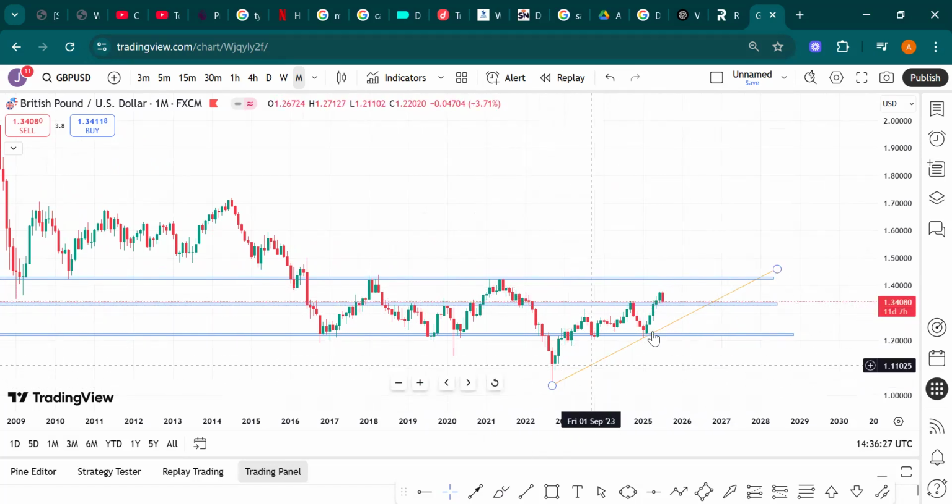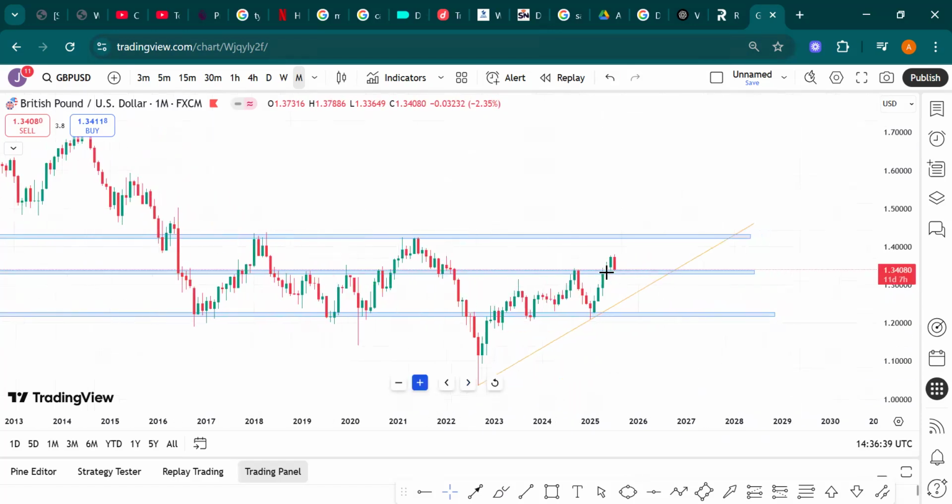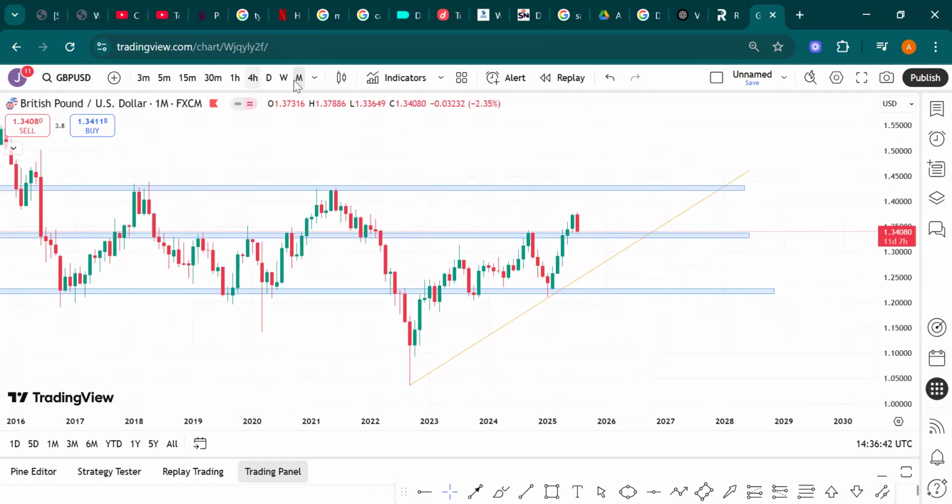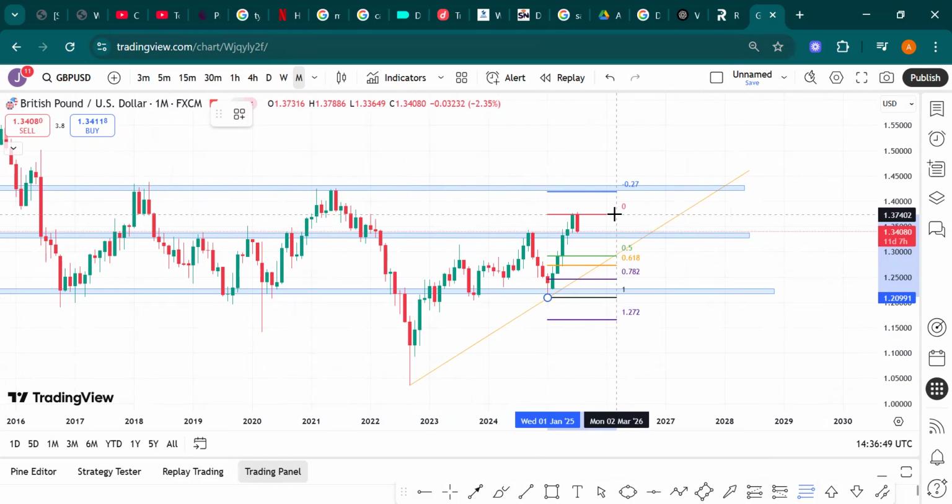Now, this is my trend line. This is a support zone. This is a resistance zone now turned support. If I'm to add a Fibonacci retracement tool, remember we're still on the monthly time frame, drawn from this place upwards to where price is currently rejecting from, my perfect scenario would be price breaking this level and coming into this Fibonacci retracement golden zone.